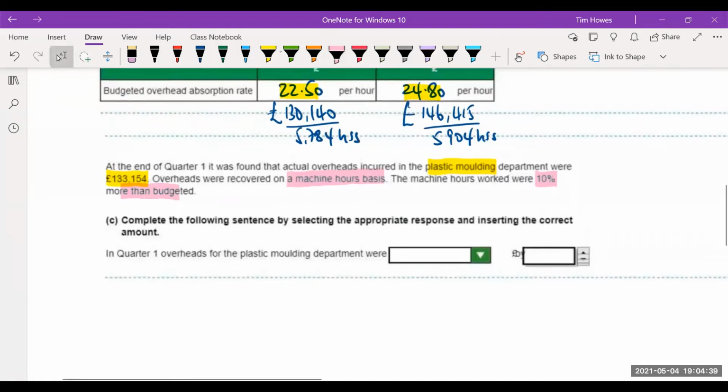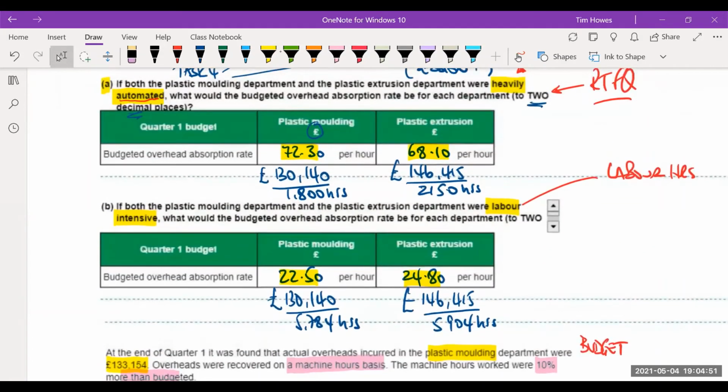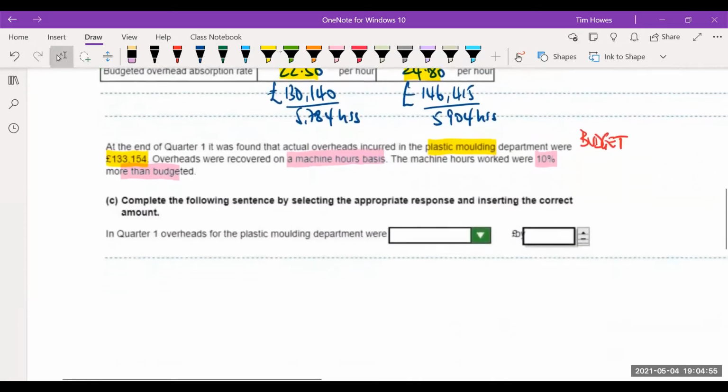Okay, so I'm just going to do a computation before I read the question and do the execution of it. So the machine hours in the budget, I've forgotten, and it's plastic moulding. Excuse me. So the machine hours in the budget were 1,800.